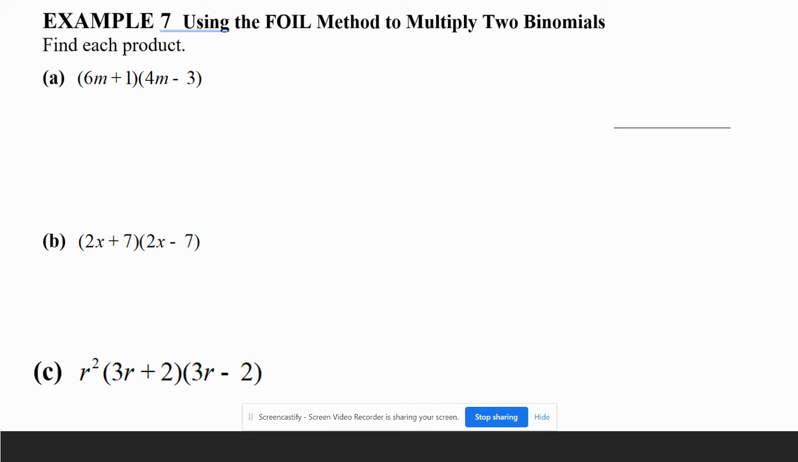FOIL is another method that we've used prior to this for multiplying. Remember, FOIL stands for first, outside, inside, and last. It's kind of fancy distributing because that's basically what we're doing.